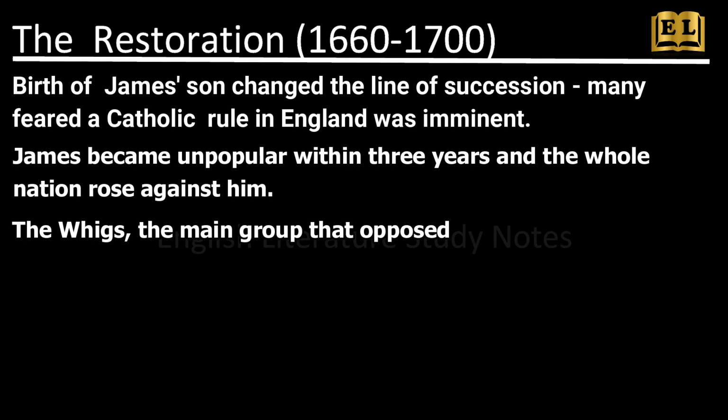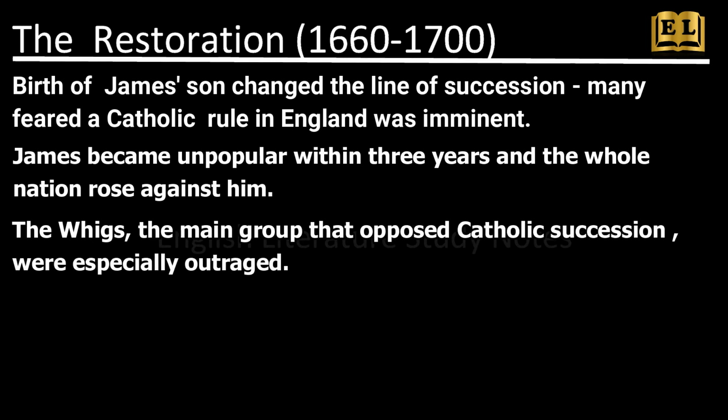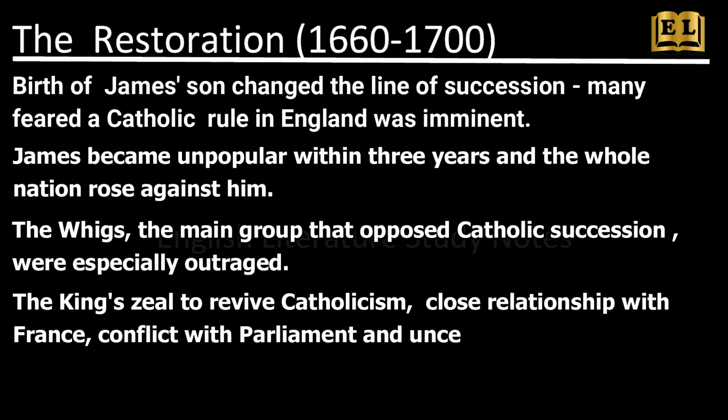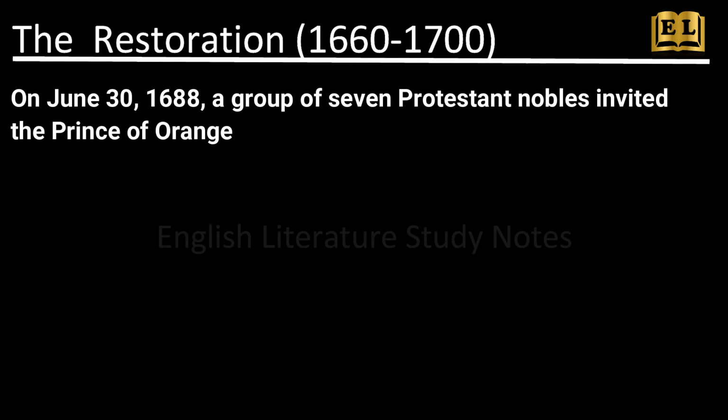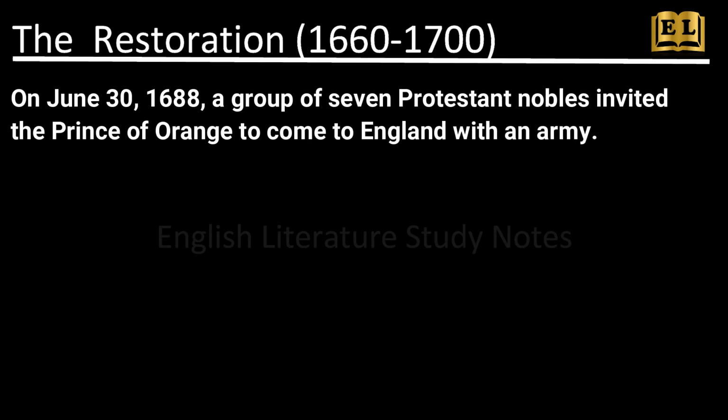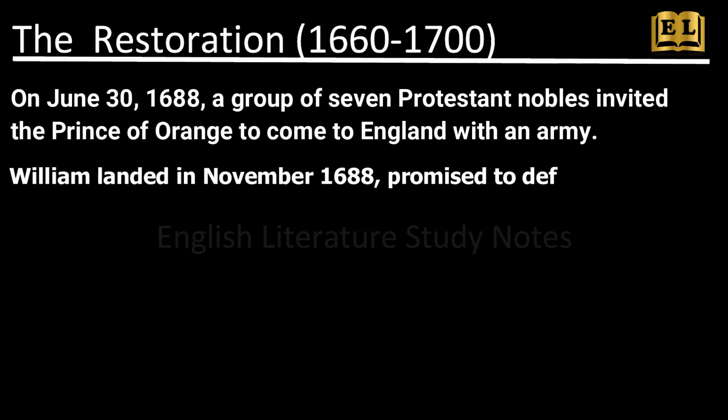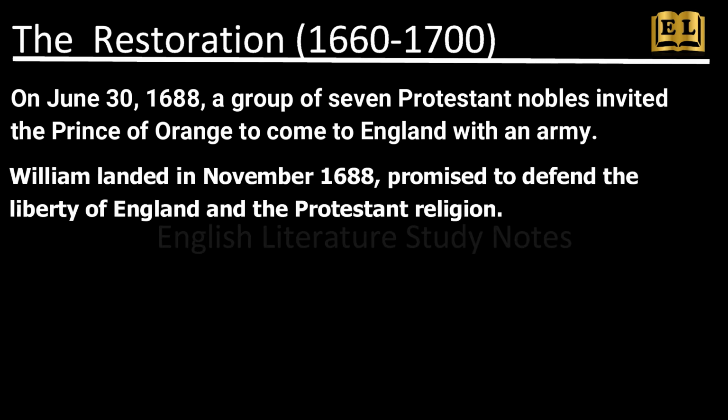The Whigs, the main group that opposed Catholic succession, were especially outraged. The king's zeal to revive Catholicism, his close relationship with France, his conflict with the Parliament, and uncertainty over who would succeed James on the English throne led to the revolt and ultimately the fall of James II. On June 30, 1688, a group of 7 Protestant nobles invited the Prince of Orange to come to England with an army. William landed in November 1688, and promised to defend the liberty of England and the Protestant religion.